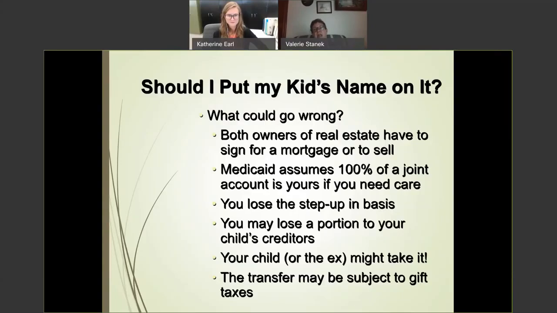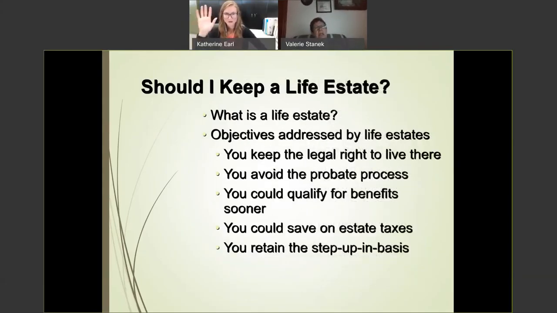Just like in transferring an asset outright to your heirs, they would lose the step up in basis at the point of your death. In other words, when they sell that asset, they would have to pay capital gains tax on it. Again, you could lose a portion of that asset to the child's creditors. You could actually lose the whole thing to the child's creditors. Your child or your child's ex might take that asset in some way. Basically, if it's an account, for example, they could drain the entire account and walk away with it. They have absolute legal access to do that. And the transfer, again, might be subject to gift taxes if it's a large enough transfer. So a lot of people are very concerned.